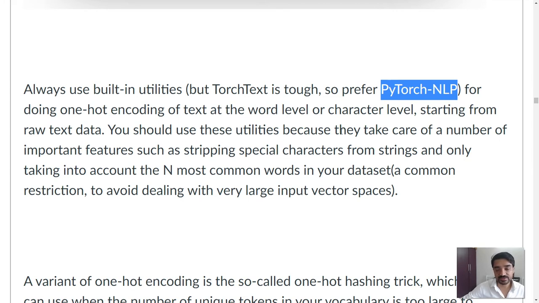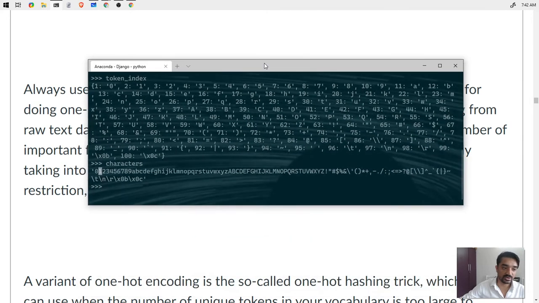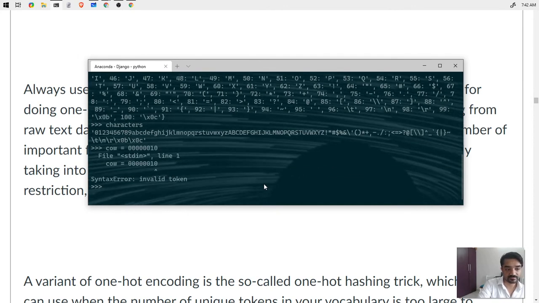You should use these utilities because they're going to take care of a lot of different things, like what special characters we should not look at, and how we play with different problems. For example, a very simple example. Okay, I go and look at my dictionary, and in the dictionary I see that there's a word cow, and cow is assigned, let's say, 0000010 kind of number.